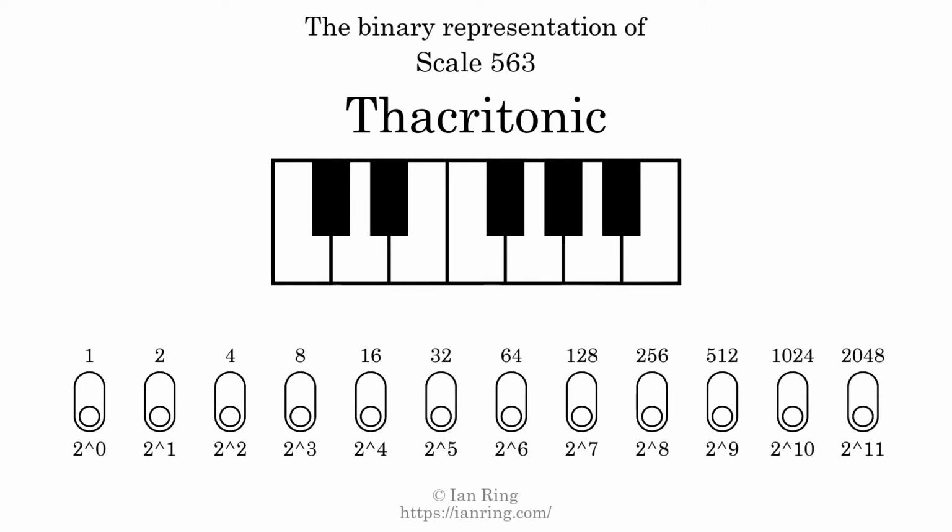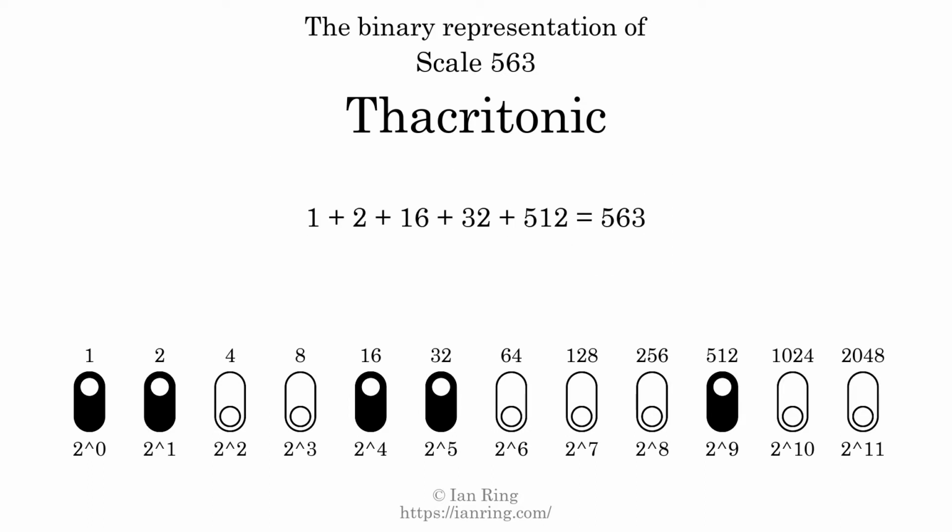The binary representation of this scale is determined by mapping tones of the scale to binary digits. Each binary digit represents a power of 2. To get the scale number, we add the powers of 2 together. The powers of 2 that are present in the scale, all added together, equals 563. That is why the scale number, in decimal, is 563.